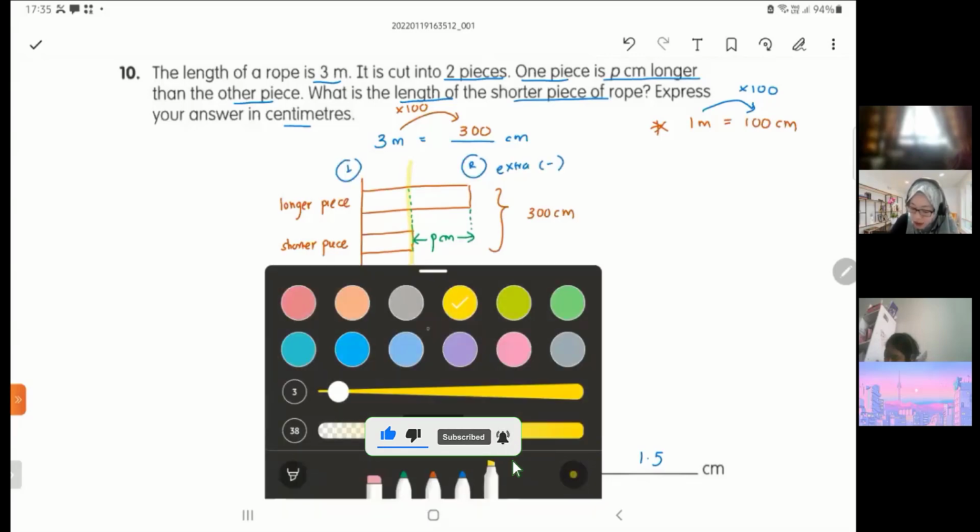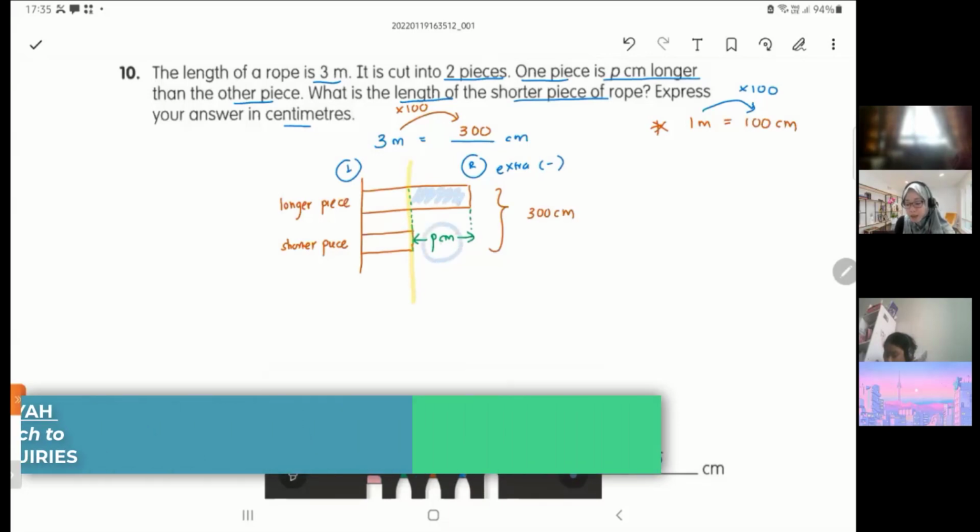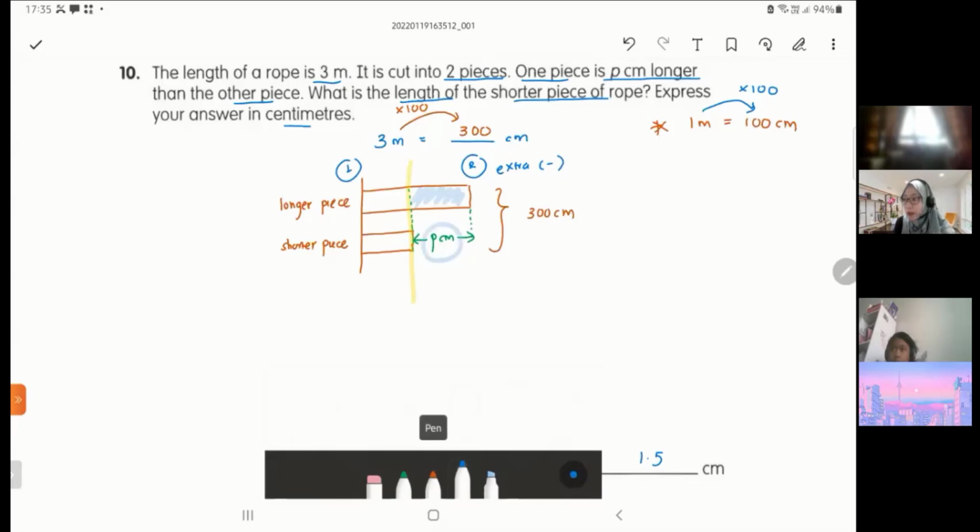I'm going to change the color. This is my extra, which is actually P centimeter. And what must I do to my extra? Take it away. Okay, so my first step is 300 for my total, 300 minus P. Can I solve this? Can I tell the answer is, for example, 120? No, right? Because I do not know what P represents. So I leave it as 300 minus P, like this. So which means after I take away the extra, I'm left with this.